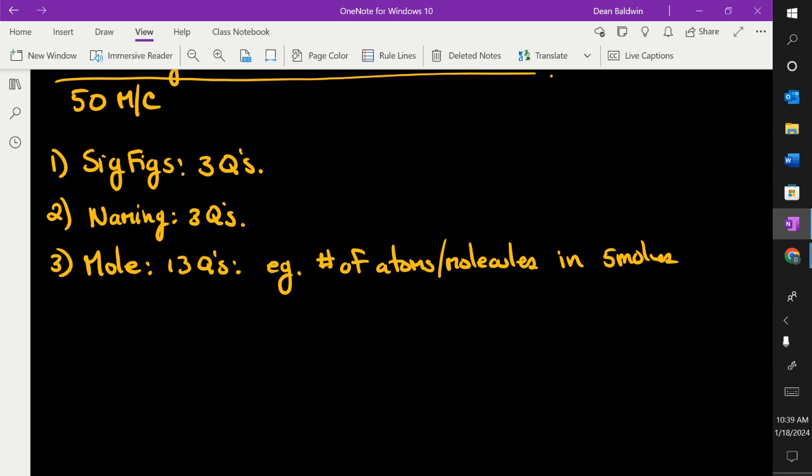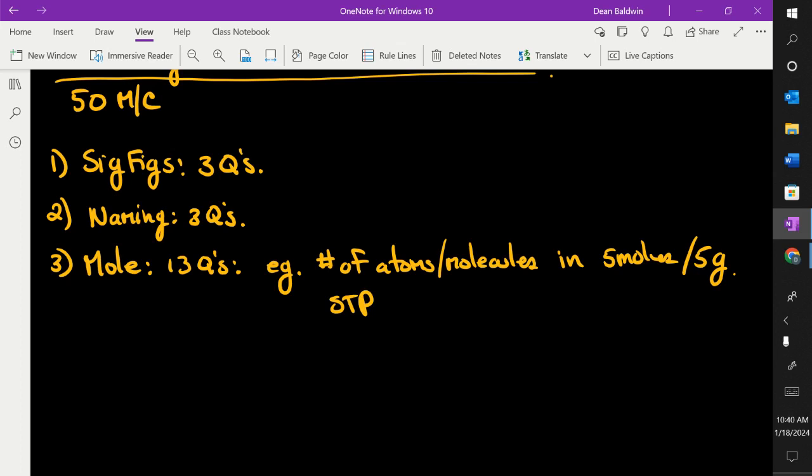An example would be the number of atoms or molecules in 5 moles of a substance, or 5 grams of a substance. So know how to do that conversion. Like I said, I'll do an in-depth review of each section starting today, but this is just an outline.